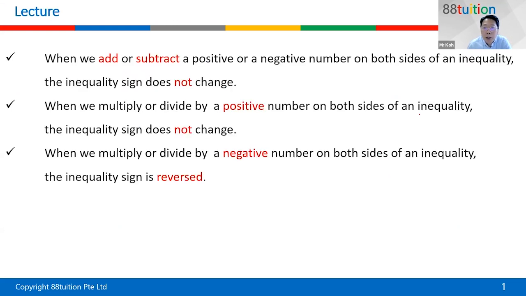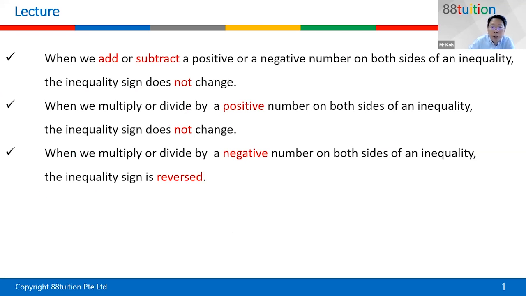All right. Now, before we start the question, let me still go through some pointers, see whether it is familiar to you. Okay, the first one. When we add or subtract a positive or negative number on both sides of an inequality, the inequality does not change. The inequality sign does not change. Okay, so I give you an example.